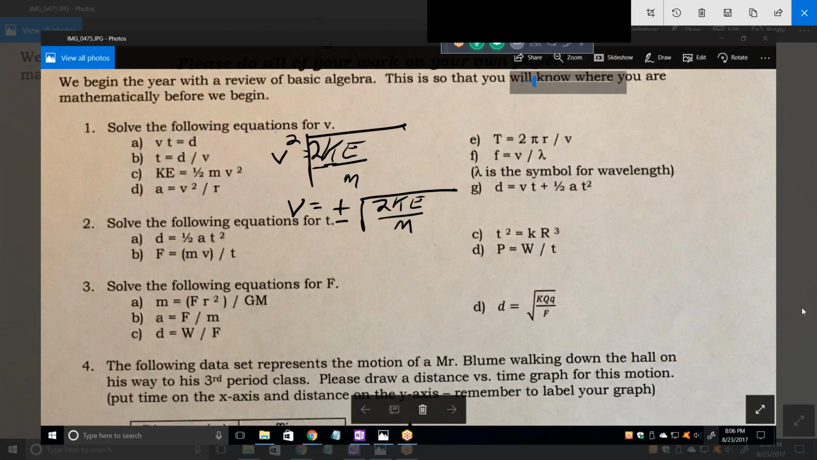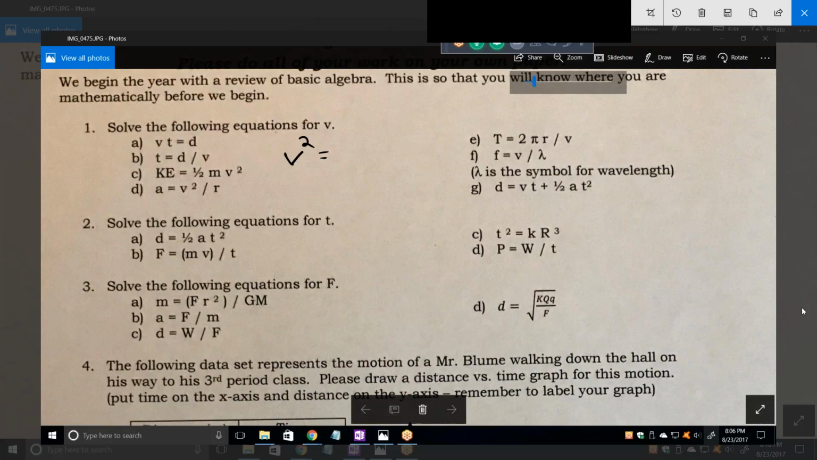Okay. Next one. What's v squared? First of all, we'll do it step by step. The next line is going to be v squared equals what? So it'd be v squared is equal to a divided by r.